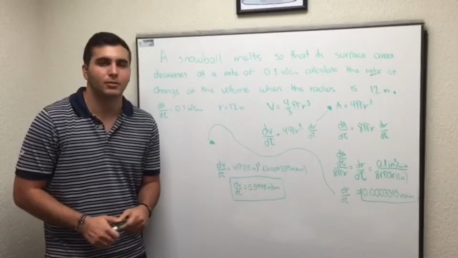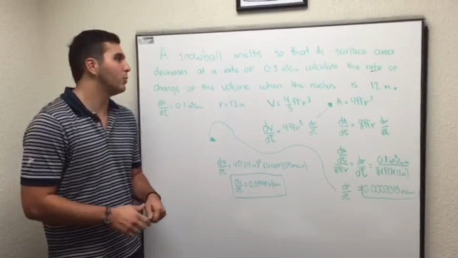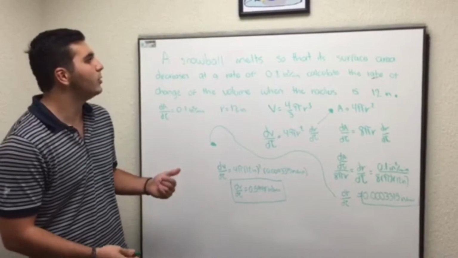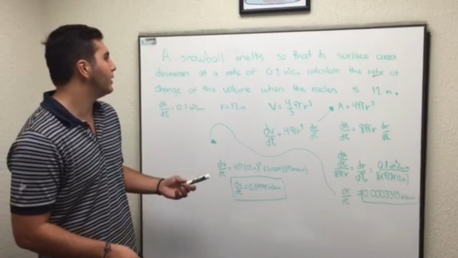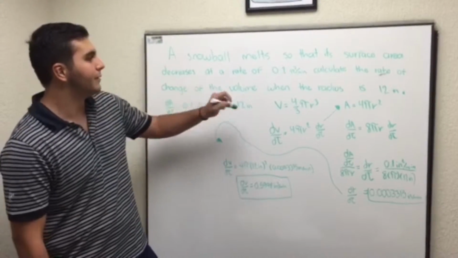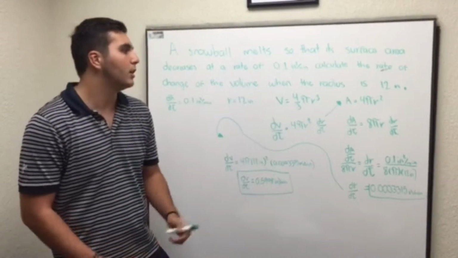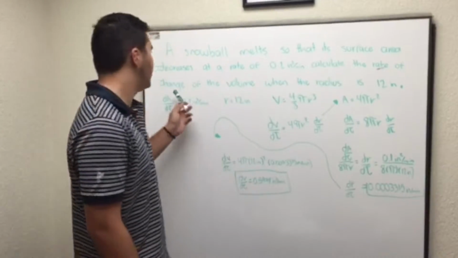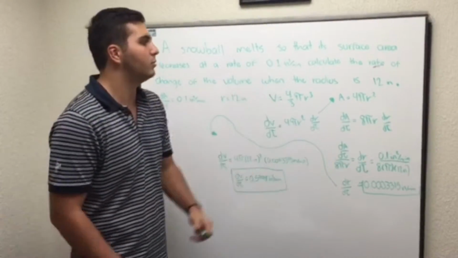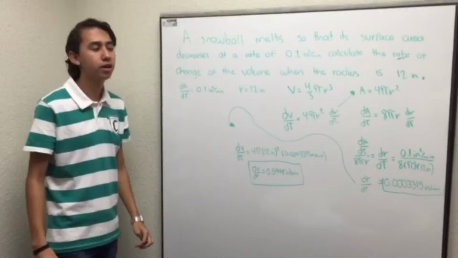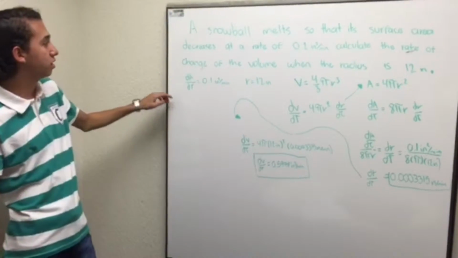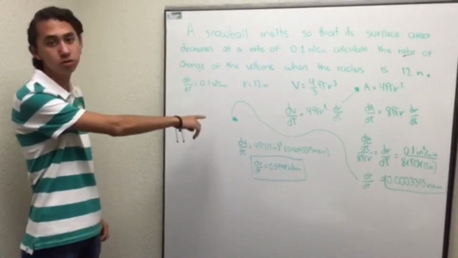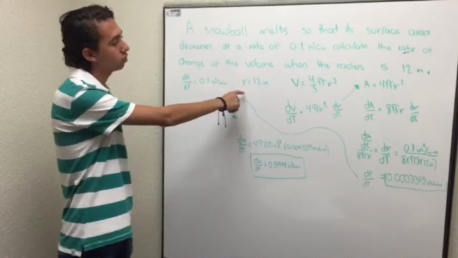We are group number 2, given by Marilu Paredes, and we are going to solve problem number 3, which says that a snowball melts, and its surface area decreases at a rate of 0.1 inches squared over minute. So we have to calculate the rate of change of the volume when the radius is 12 inches. The data that the problem gives us is the decrease rate of the area, that is 0.1 inches squared over minute, and the radius is equal to 12 inches.